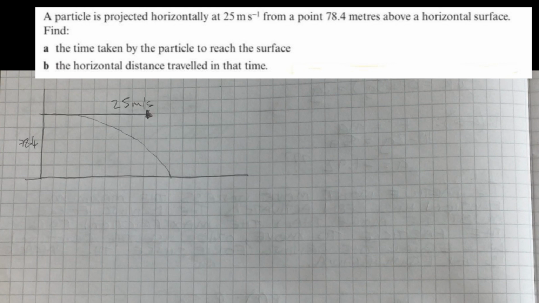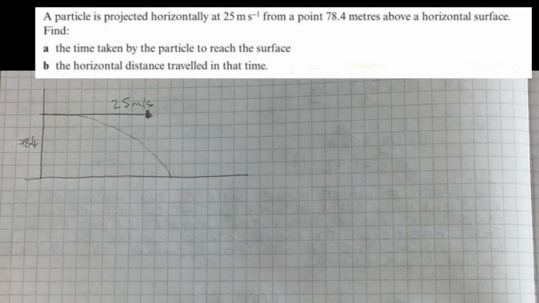Well, let's take a look at the model that I've started to produce. It comes from this question, where we've been told that the particle is projected horizontally. The speed it's projected at, or the velocity it's projected at, is 25 meters per second. And that's from a point 78.4 meters above the horizontal surface. All right, so I just started by modeling the ground and just a wall or a vertical point for which I can measure or identify the 78.4 meters.